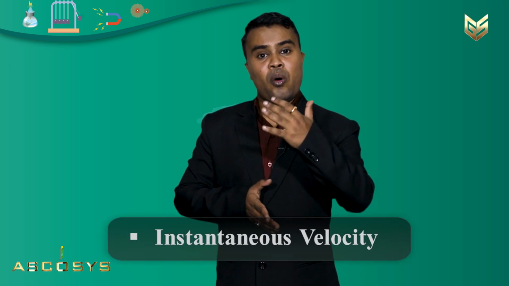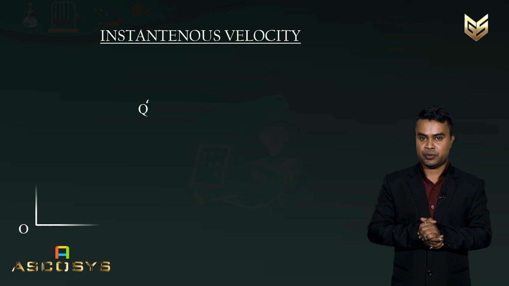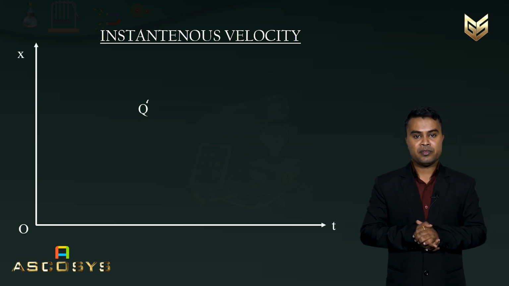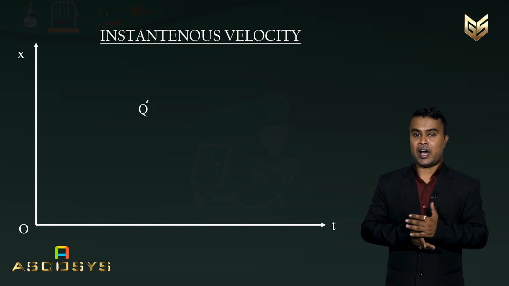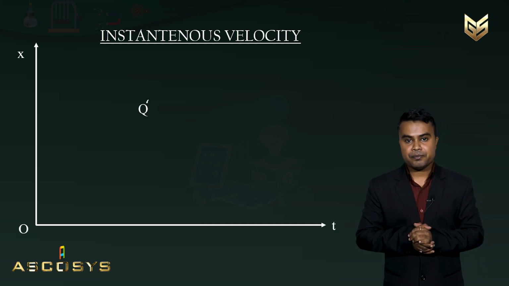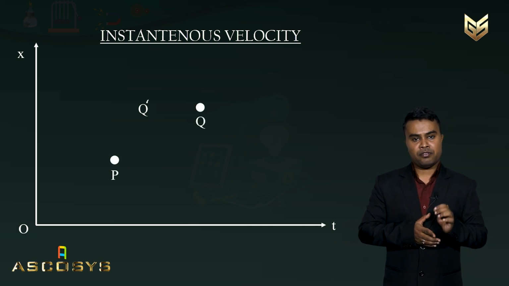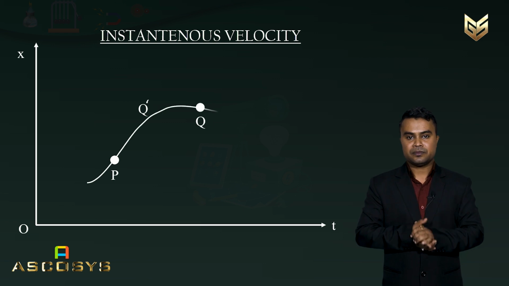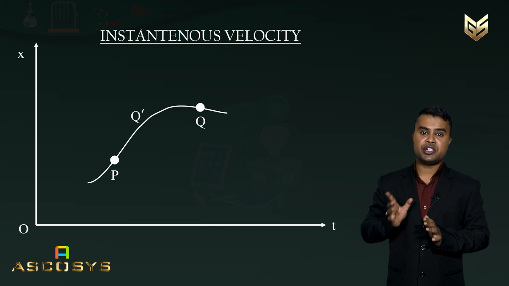So, what is instantaneous velocity? They both are related. So, the graphical representation will help you to understand what is instantaneous velocity. So, if I put a graph between x-axis and y-axis, in the x-axis we have time again, and in the y-axis we have displacement. Suppose a body covers a displacement from point P to point Q, and the body has covered P Q dash Q, this is its path.